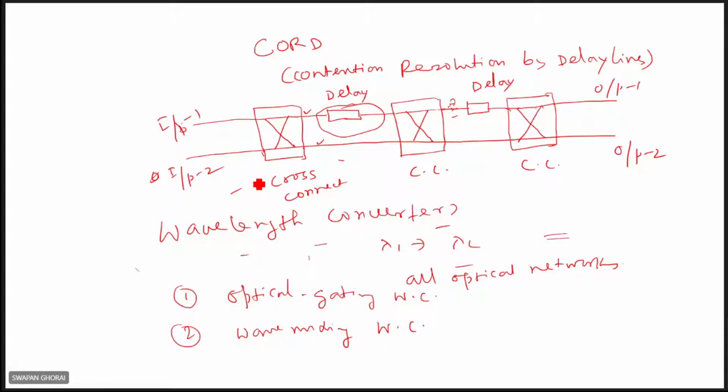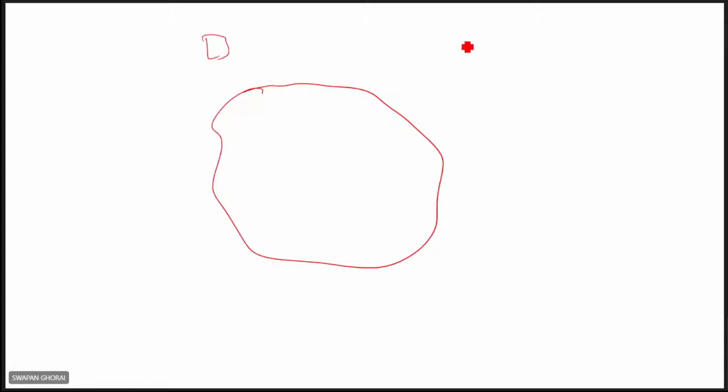Another optical element which is most important is the wavelength converter. Sometimes you see, I'm showing one example. Why is a wavelength converter required? You can see it here. Suppose switching elements are there. A network is there. The other stations are there. This is one station. This is another station. This is another station, and another, and another.